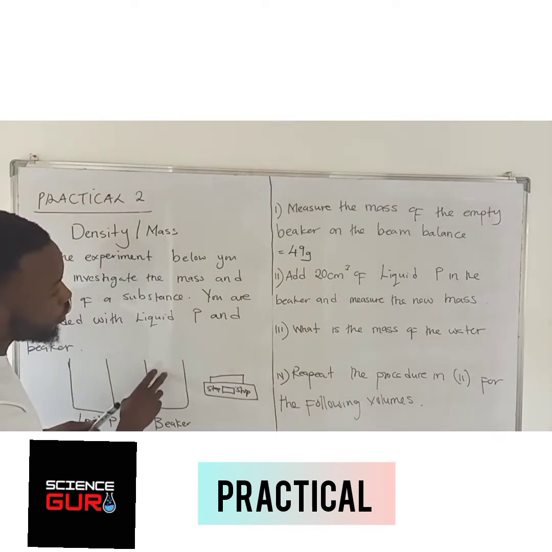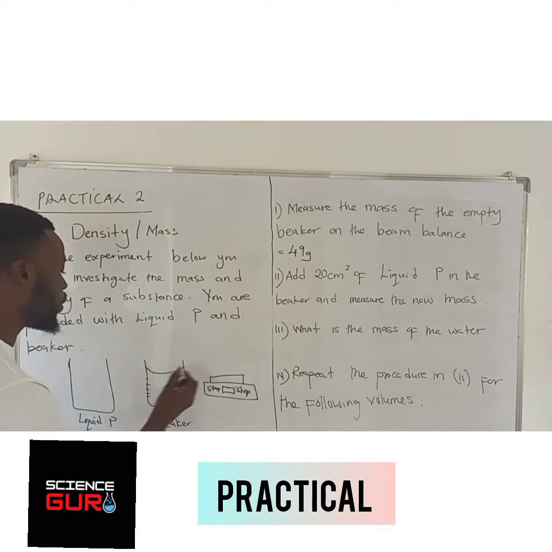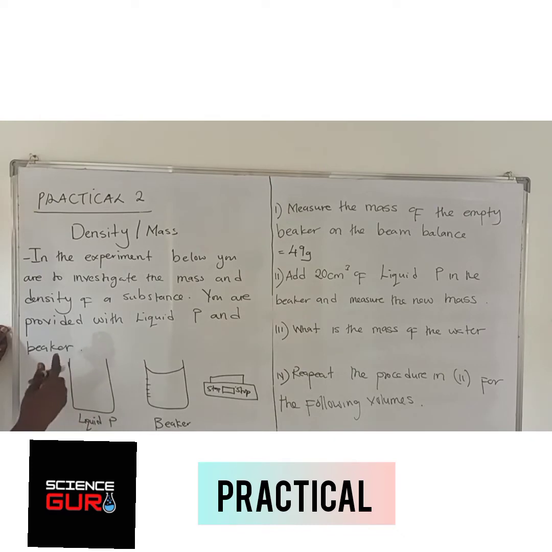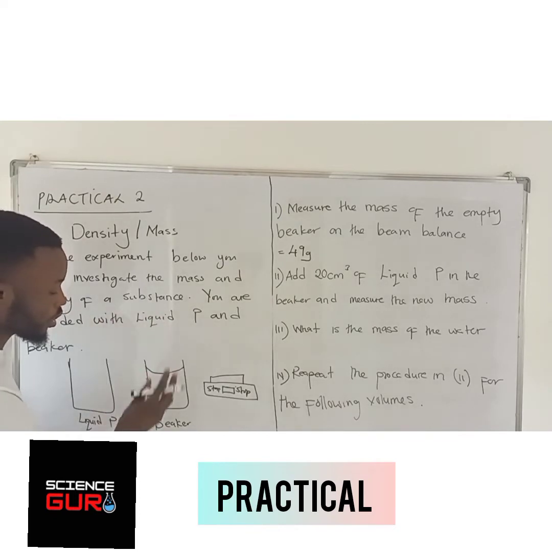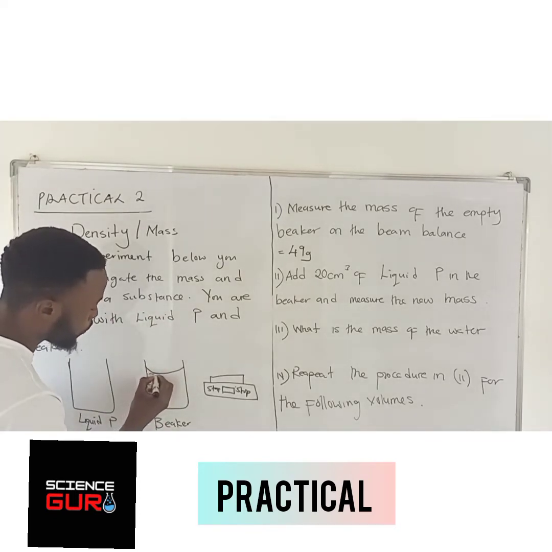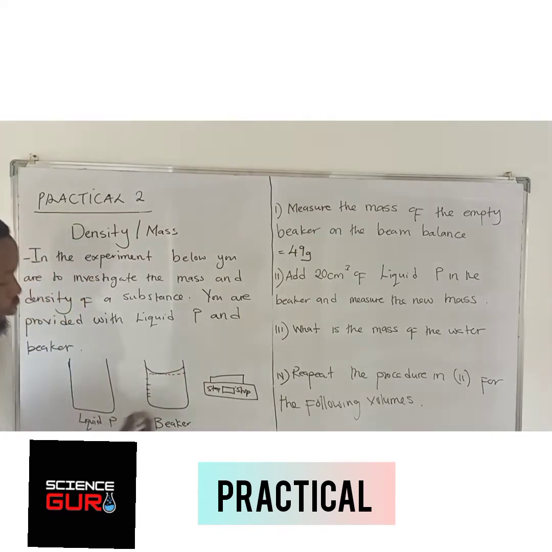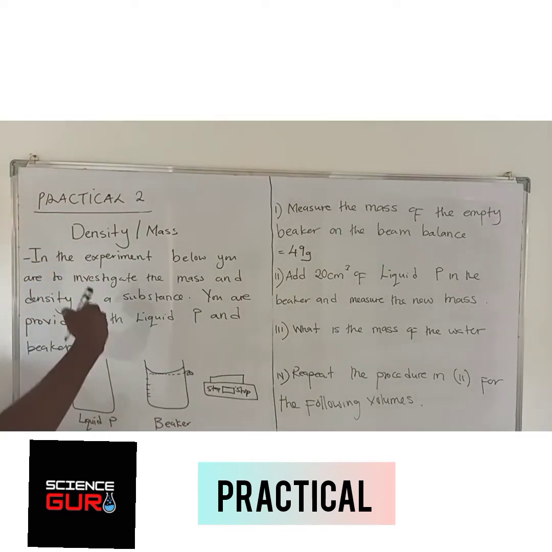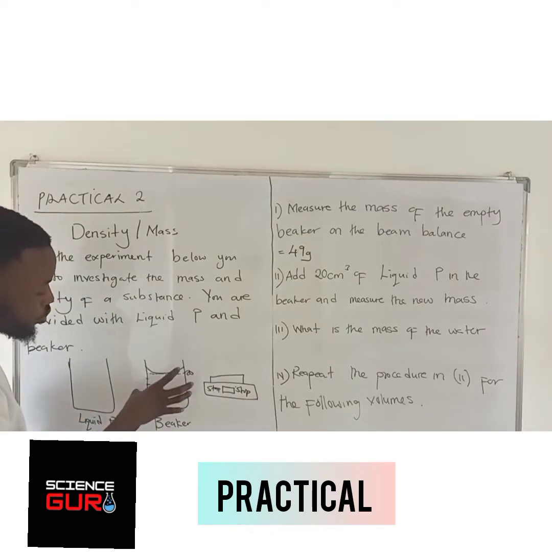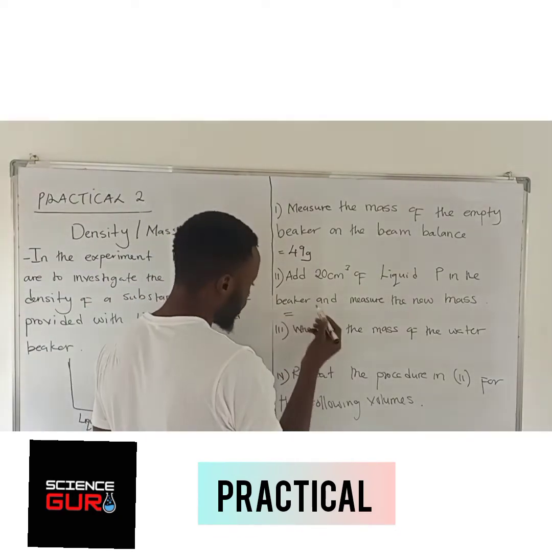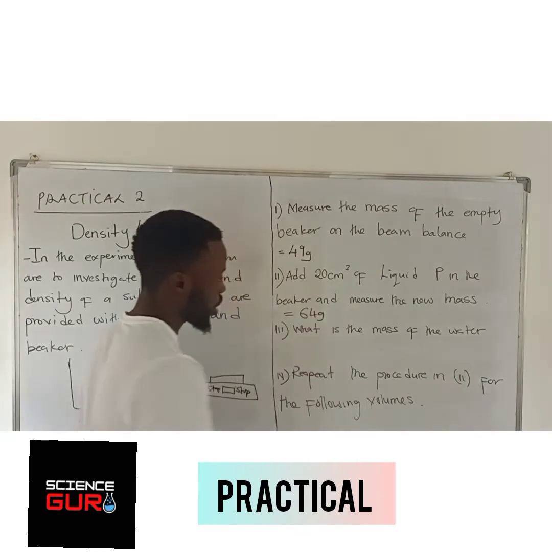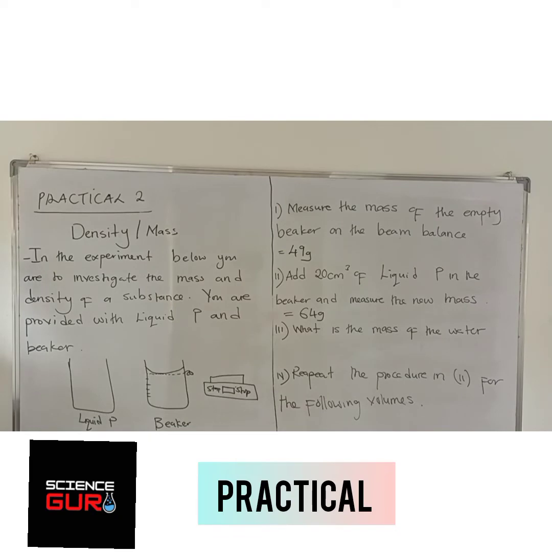Once you add your liquid P, you're going to see that it makes a meniscus. It will make something like a curve. It's called a meniscus in chemistry. So when getting your readings for the beaker, you read below the meniscus. Your 20 should be below your meniscus, not above it. Then put it on the beam balance and measure the mass. Your new mass, let's assume, is 64 grams.